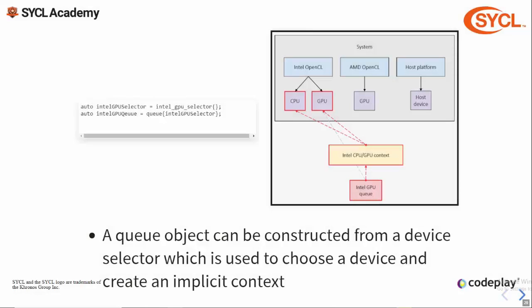Next, as we've seen in earlier examples, you can construct a queue from a device selector. This will create a queue which is associated with a device that is chosen by that device selector and implicitly create a context, just as before. So in this example, we end up with the same result, but here we explicitly request an Intel GPU.